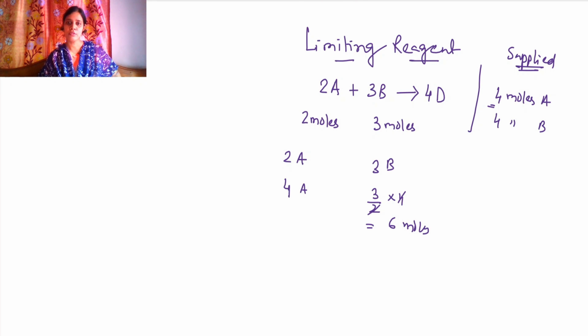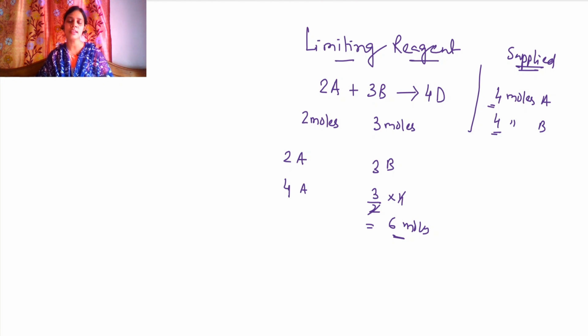Okay, so from this 2-3 relation, we easily calculated that when 4 moles of A reacts, then required B will be 6 moles. But here supplied B is only 4 moles. So B is not sufficient for carrying this reaction. For continuing the reaction with 4 moles of A, required B will be 6 moles, but here supplied B is only 4 moles. So B is not sufficient. B is limiting. So which one is the limiting reagent? Here B is the limiting reagent.